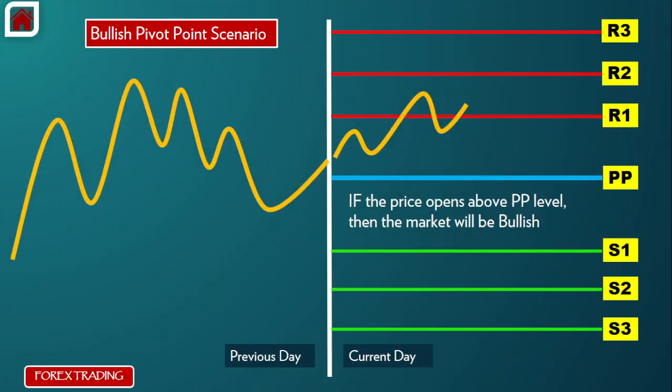Okay, now the bullish pivot point scenario, what is that? This is the previous day price, right? And this is the price going on when we apply pivot point. You see this is your pivot point level, but the price has opened above the pivot point level. This is where the price was the previous day, it has opened above, so it means the market will be bullish. So this is how it will go up, and we will try to find a buy opportunity.